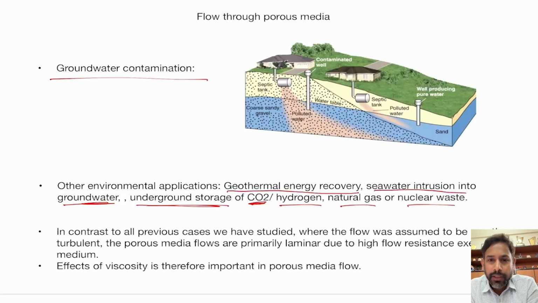But in case of porous media, flow is primarily laminar. It happens very slowly because of a lot of resistance the flow gets from the porous media, from the porous materials, right? And that is why the flow is mostly in the laminar zone, and that actually means that porous media flows have high effects of viscosity, right? And that's why the effects of viscosity are very important in porous media flow, and we are going to consider that in our study in this chapter.